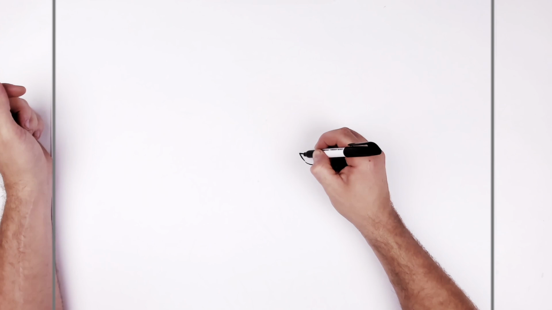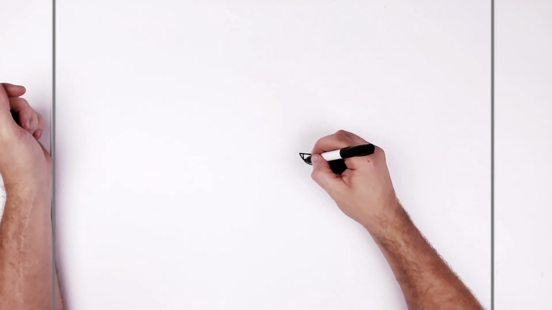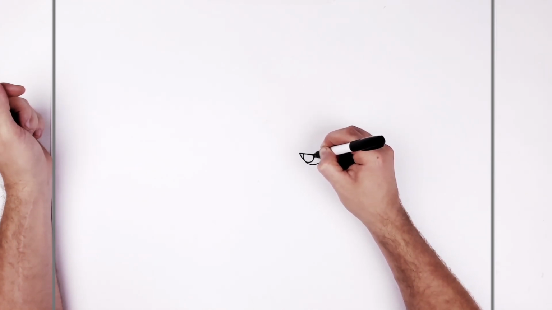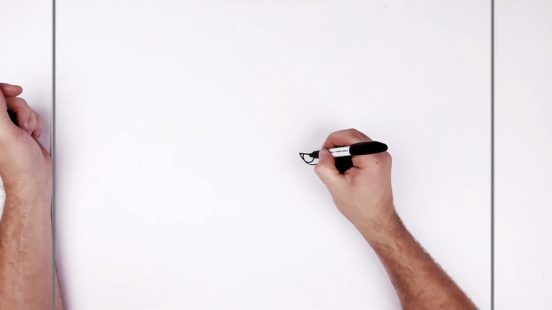And then his iris and pupil, just a circle. He's looking over to the left, curves around like so, and then the pupil just at the top in the center.